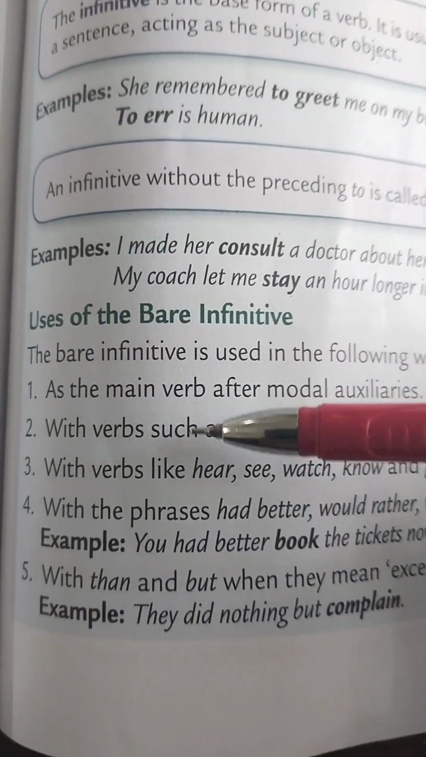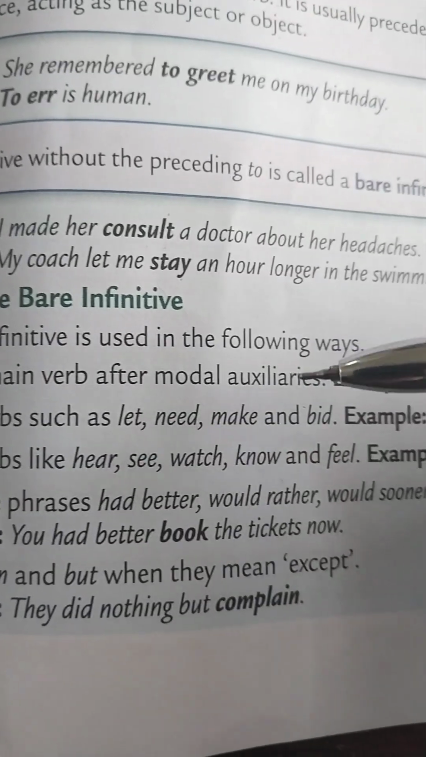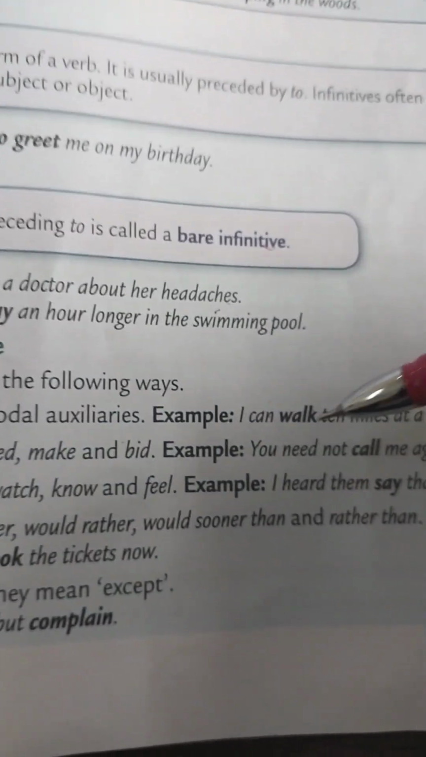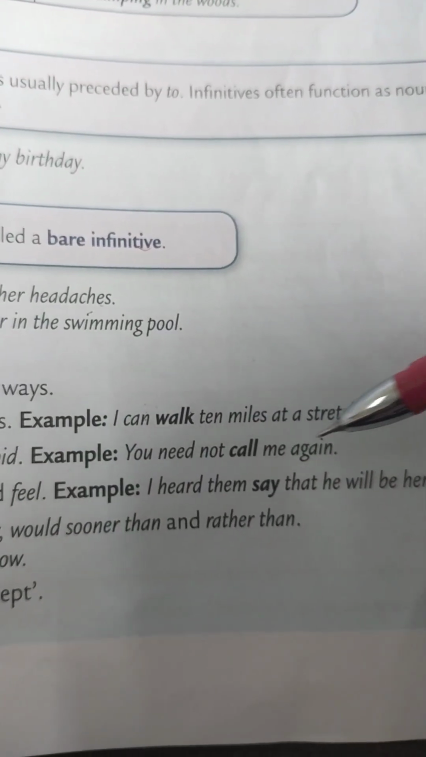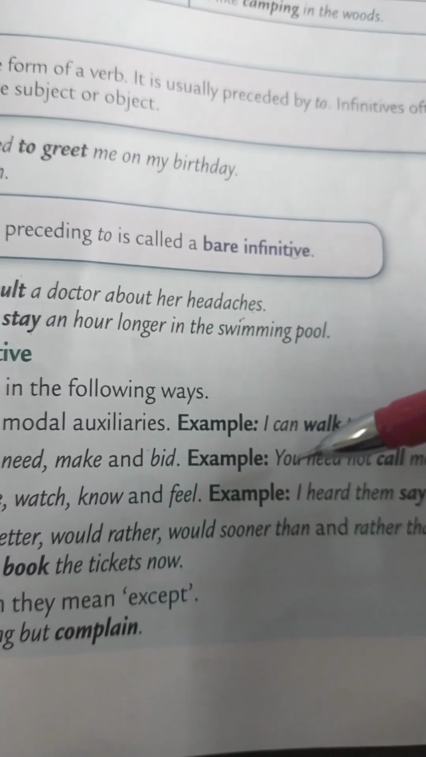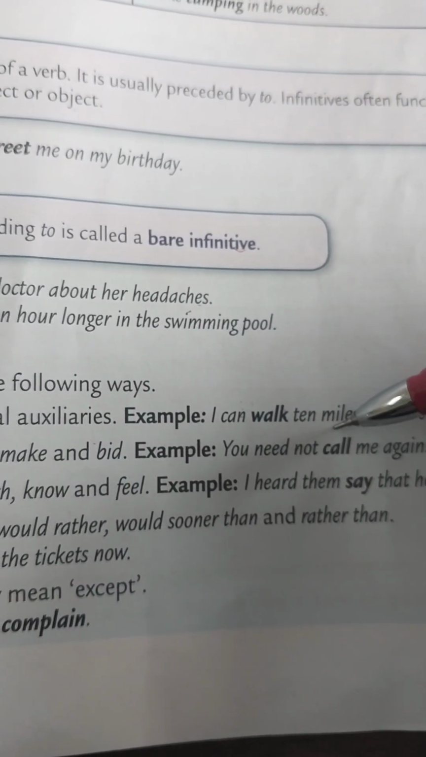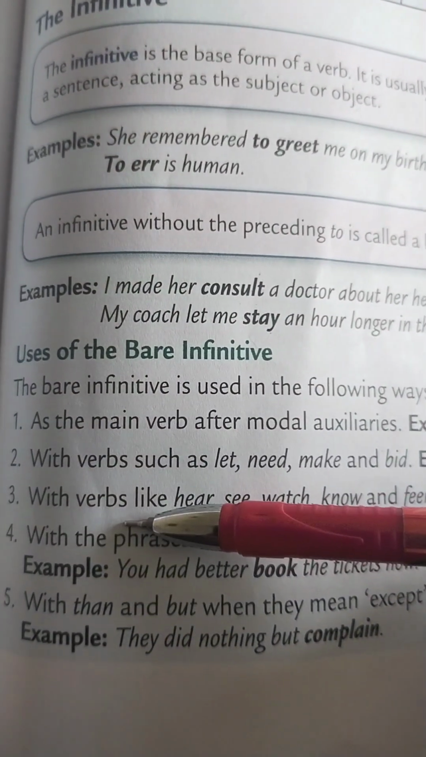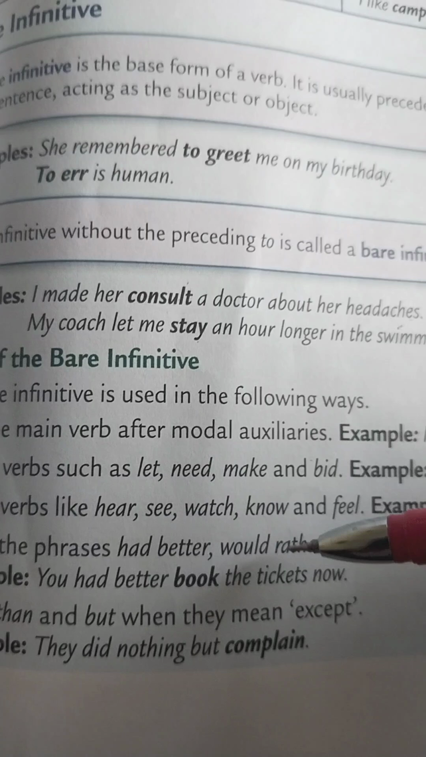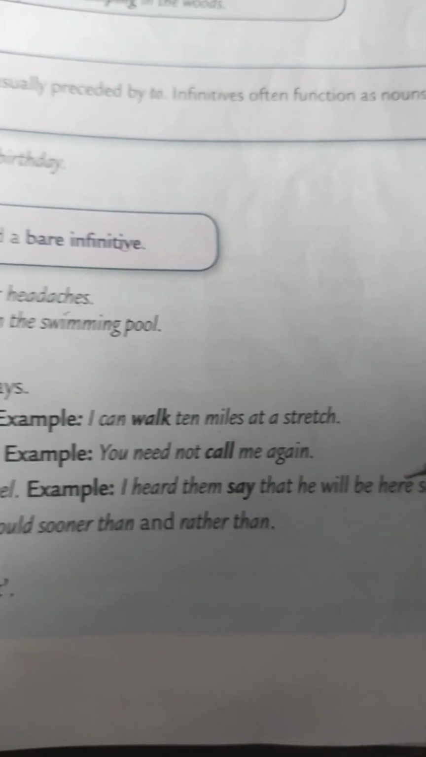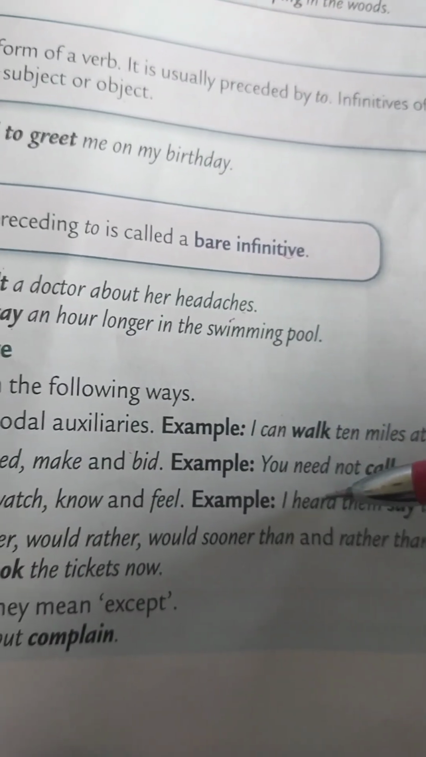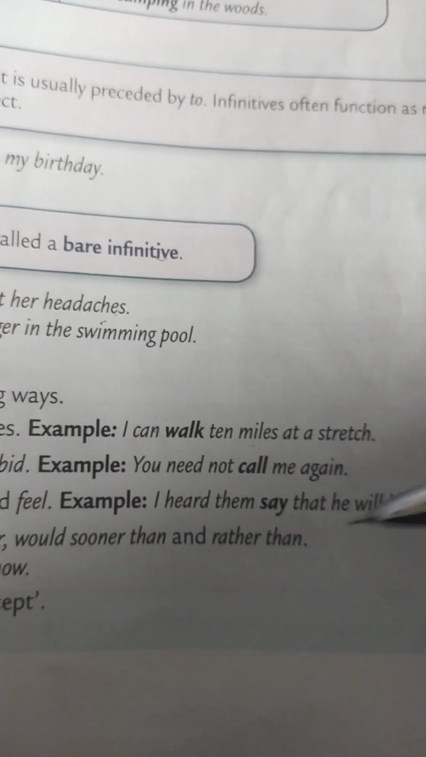With verbs such as let, need, make and bid, we use bare infinitives, like you need not call me again. You can see need is there and with this we have used the bare infinitive call. Now with verbs like hear, see, watch, know and feel. Example, I heard them say that he will be here soon. In this we have used the verb heard, and with this we have used the bare infinitive say.